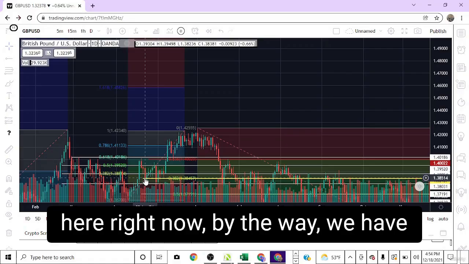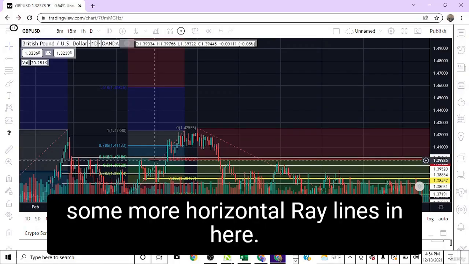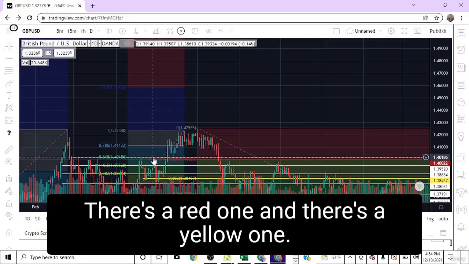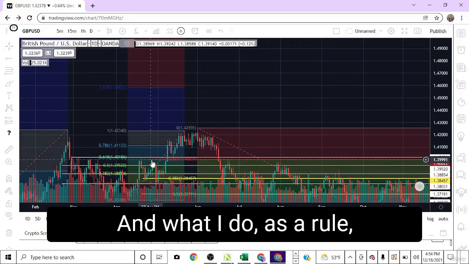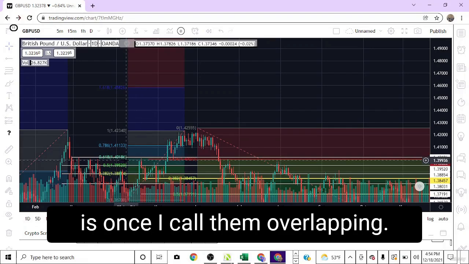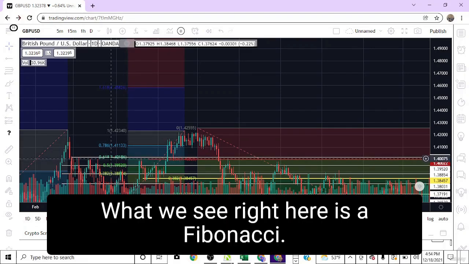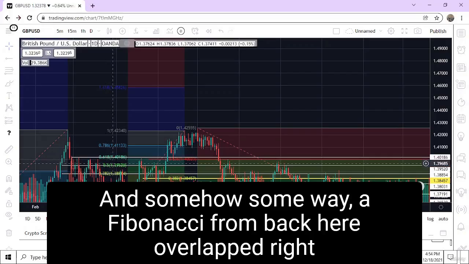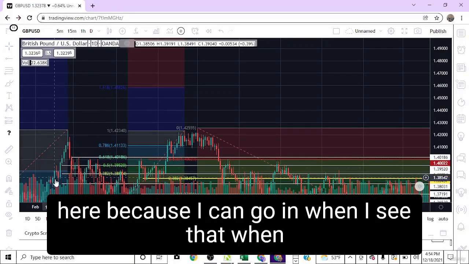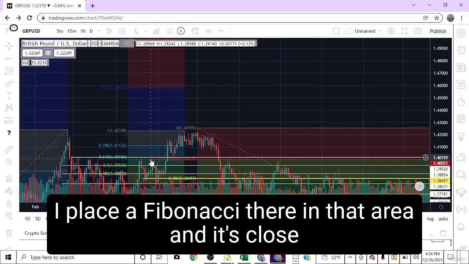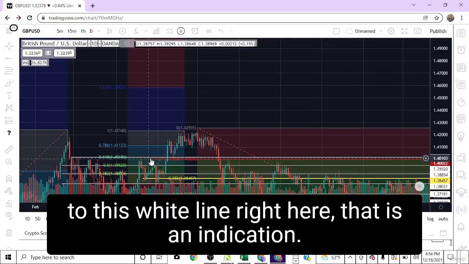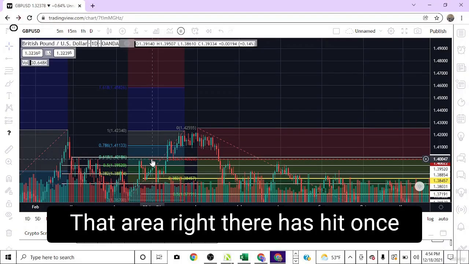Now, by the way, we have some more horizontal ray lines in here. You can see them. There's a red one and there's a yellow one. And what I do as a rule is call them overlapping. What we see right here is a Fibonacci, and somehow a Fibonacci from back here overlapped right here, because I can go in. When I place a Fibonacci in that area and it's close to this white line right here, that is an indication that that area has been hit once before.